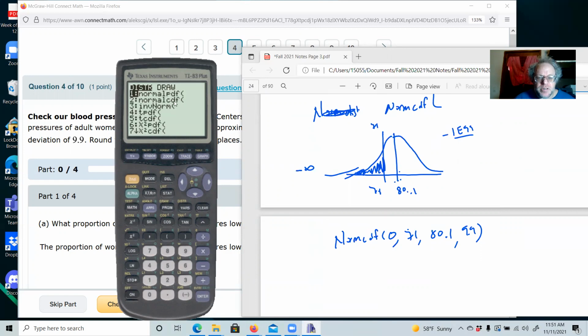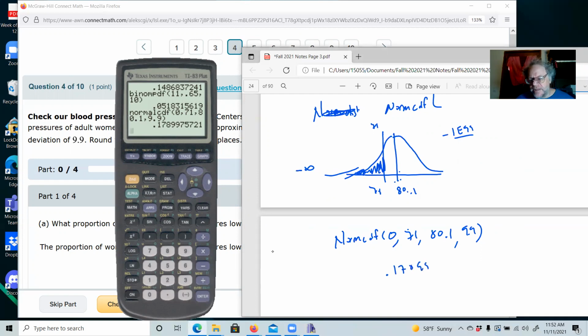Okay, so distribution, norm CDF. We're going to go from 0 up to 71 with an 80.1 mean and a 9.9 standard deviation. Okay, boom, done. And we get 0.1799, so we're going to go to 4 decimal places. That's going to turn this 9 into a 10, so 0.179 out. Okay, that's our answer for that one.